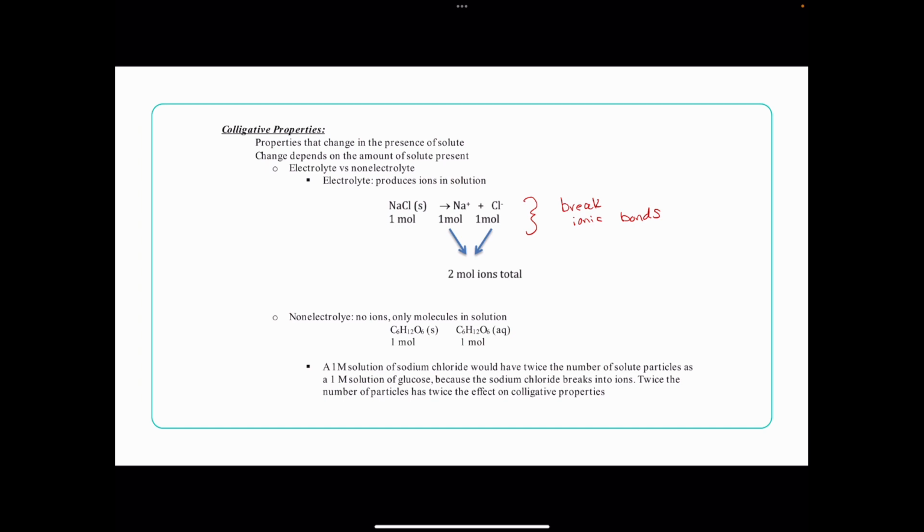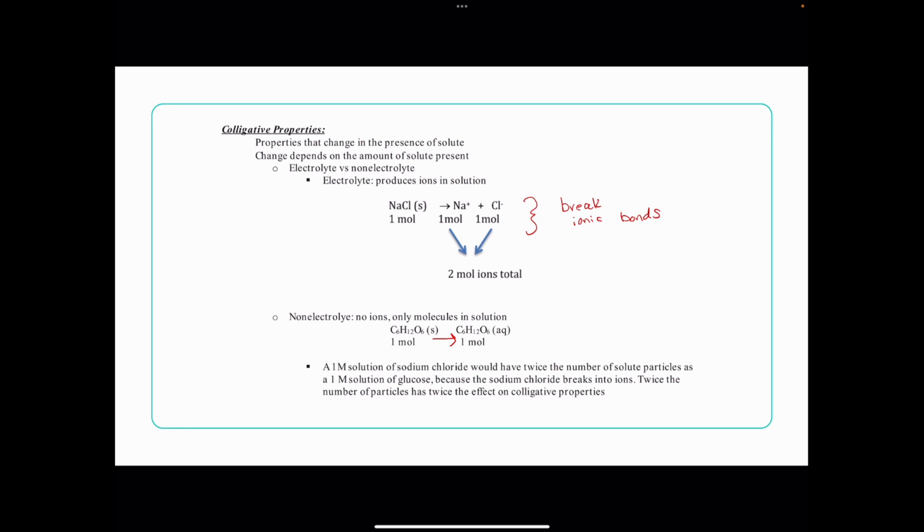So for 1 mole of sodium chloride, I get 1 mole of sodium plus 1 mole of chloride, giving me 2 moles of ions. Now, a non-electrolyte is going to be something that does not produce electricity. And it can't produce electricity because there are no ions present. We have to have charge to produce electricity. So my non-electrolytes are going to come from molecules. And these molecules do not break apart, so they're producing only molecules in solution.